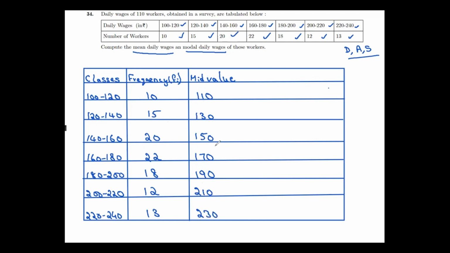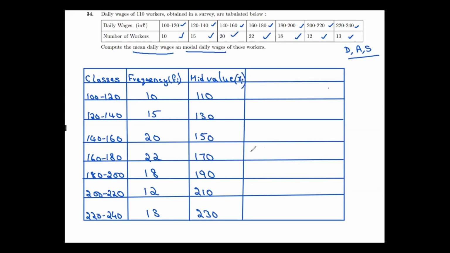So till there, we have to do for any method. Could be direct method, assumed mean method, step deviation method, any method. Till here is quite common. No variation at all. So mid values we mention as xi.